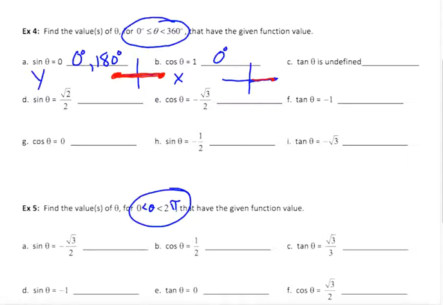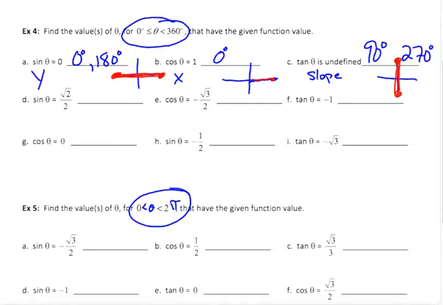Tangent is undefined, so that means my slope is undefined. When my slope is undefined, I have a vertical line. It's going to be right along here. I have an angle up here and an angle down here. So at the very top, that's going to be 90 degrees. And at the bottom, that's going to be 270 degrees. So those were all at the quadrants.